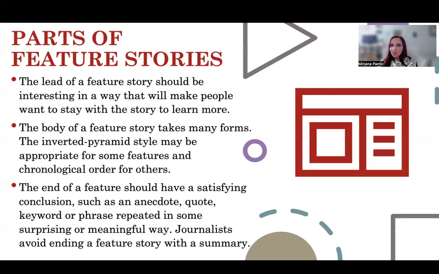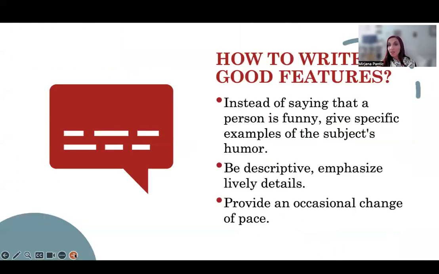So as you can see, in this case, it's not like in the inverted pyramid, where I'm just going to end with the least important information. You need to end it even with something interesting. It can also be an anecdote or a phrase repeated in some surprising but meaningful way. So what journalists avoid ending a feature story with is summary.